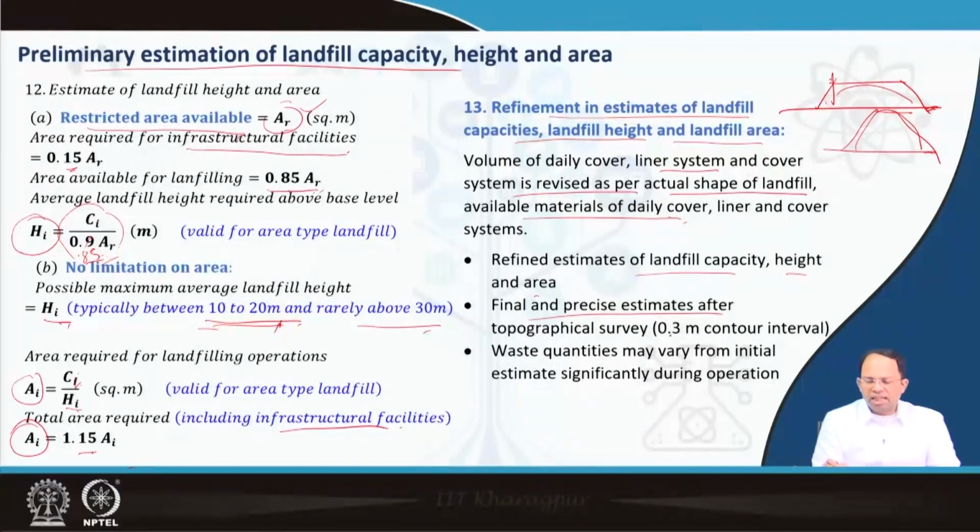So final and precise estimates come after the topographical survey. This topographical survey is done at 0.3 meter contour intervals, and waste quantities may vary from the initial estimate significantly during the operation years. So all this will lead to refinement of the landfill capacity over the years, and we need to adjust accordingly.